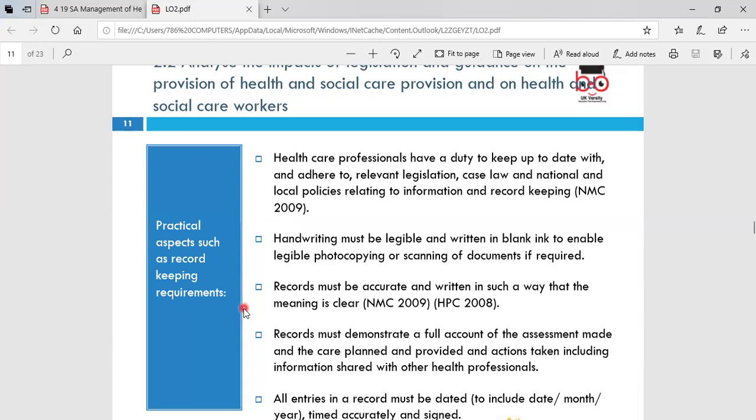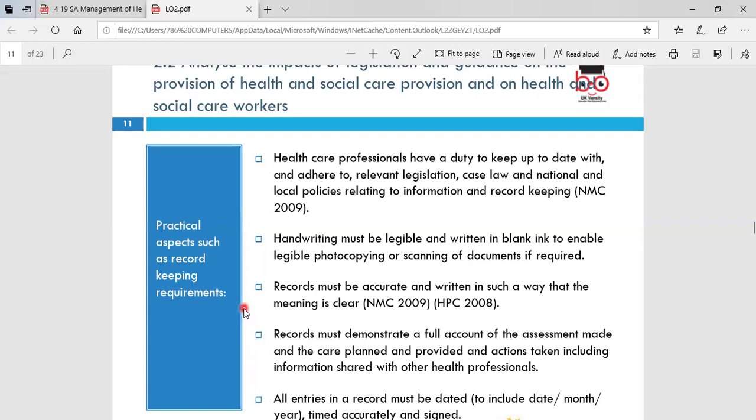So handwriting, whatever they write, should be readable, legible, and written in black ink to enable legible photocopying or scanning of the documents if it's required. If it's not black ink, when you're photocopying those documents, it becomes hard to read through them. Records must be accurate and written in such a way that the meaning is very clear. They don't have to ask the clinician or the practitioner again and again what's written there.